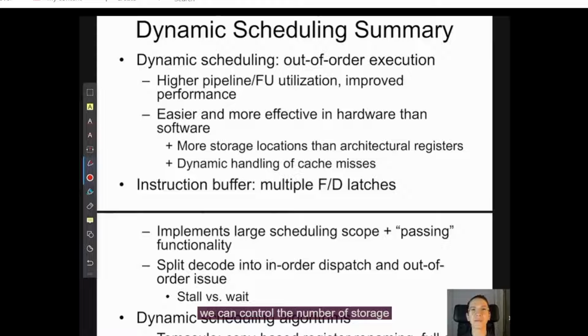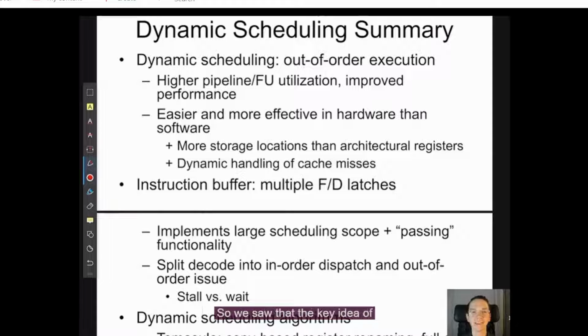First, we can control the number of storage locations. We can offer more storage locations for data, for registers, than the set of defined architectural registers in the ISA. The compiler, the programmer, the only names that they have to play with are those in the ISA, limiting their ability to perform register renaming. Now, another key feature is that in hardware, we can dynamically handle variable latency instructions like cache misses, whereas the compiler would have a tough time knowing for some given load or store whether it would result in a hit or a miss. But in hardware, we can adapt on the fly to long latency instructions and try to execute younger, independent instructions to keep the pipeline well utilized.